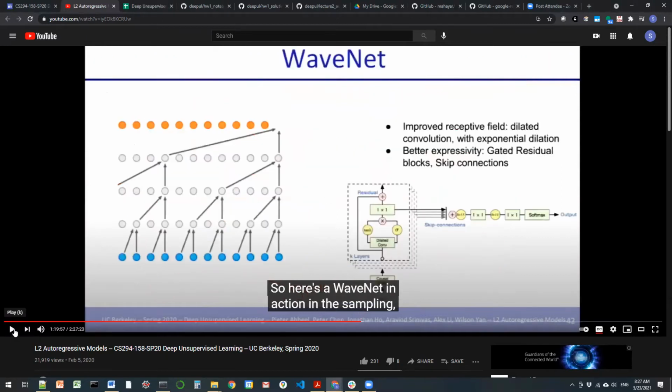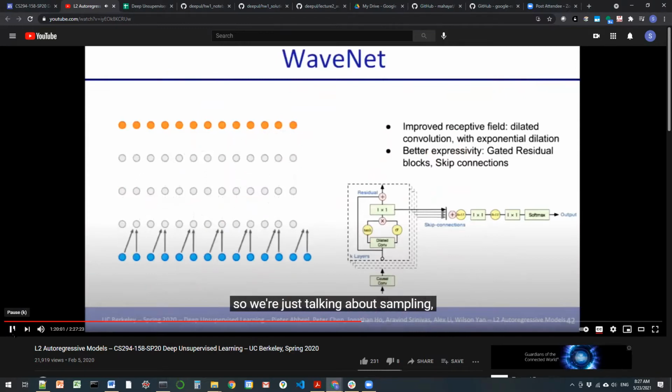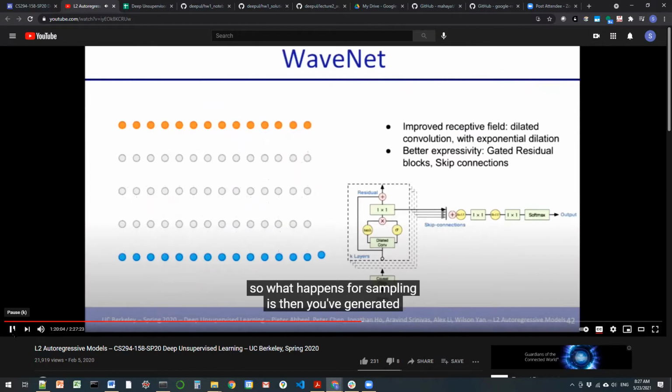If you play it, it kind of shows you how the network generates the output.